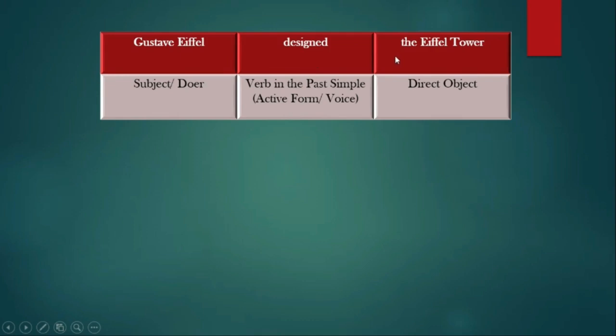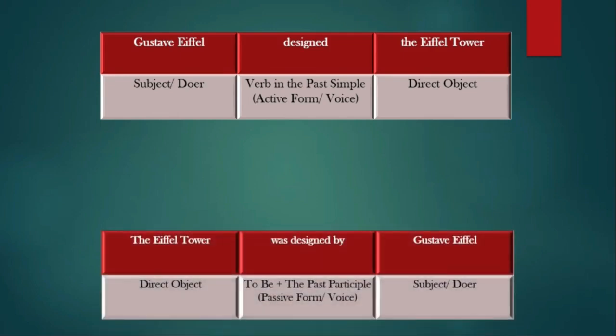And the third column, we have the Eiffel Tower. This is the direct object. Now, this sentence is in the active form. I want to change the following sentence into the passive form. What am I going to do? How to do that? What steps am I going to follow? Alright? So, the steps that I'm going to follow are easy. Step by step, you are going to understand how to change the following sentence from active form into passive form.